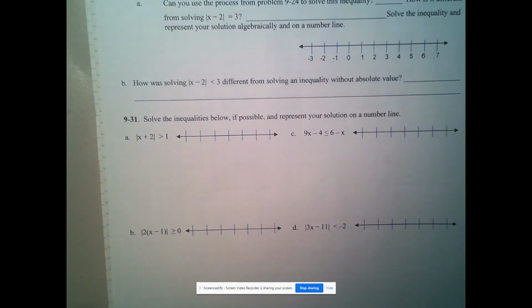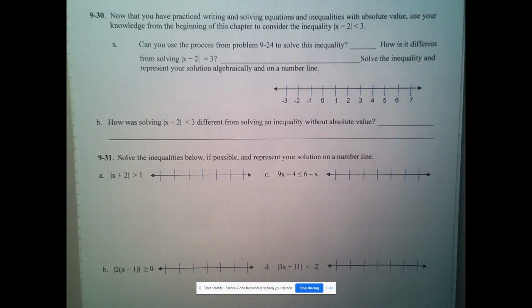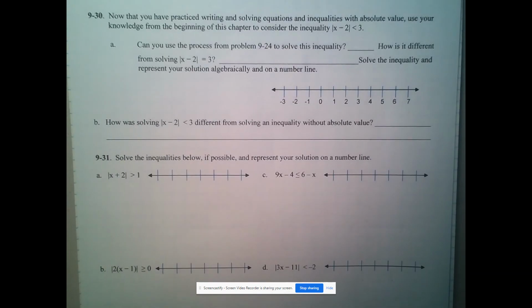Now that you've practiced writing and solving equations and inequalities with absolute value, use your knowledge from the beginning of this chapter to consider the inequality x minus 2, absolute value, is less than 3. Can you use the process from problem 924? We're going to say no. It's going to have 2 boundary points because of the absolute value.